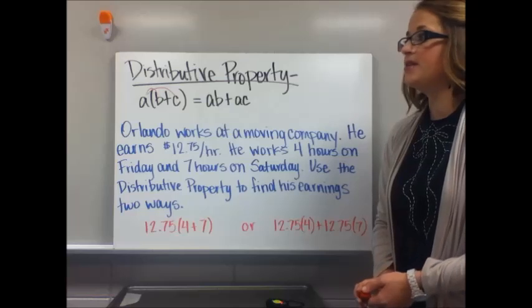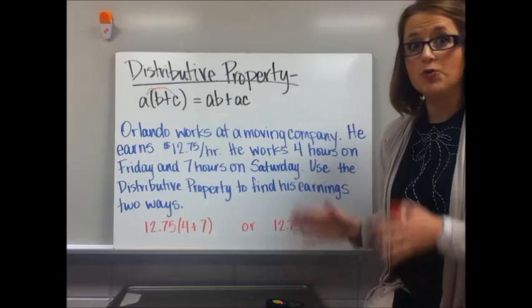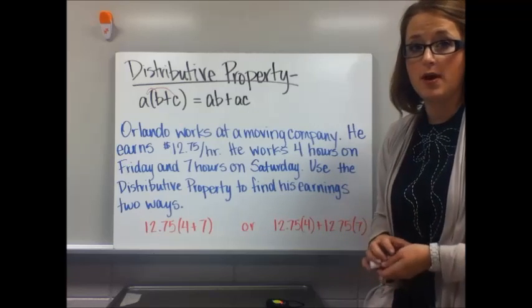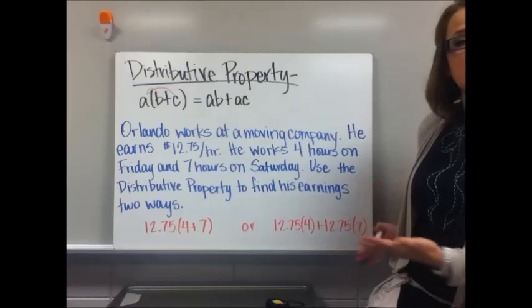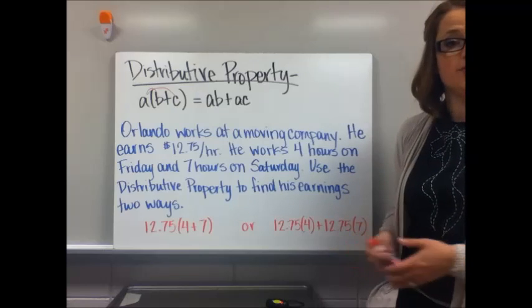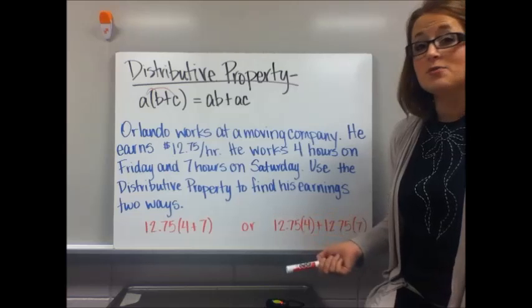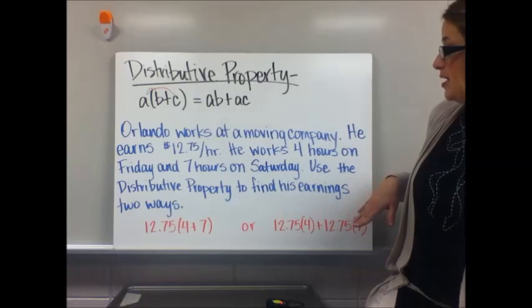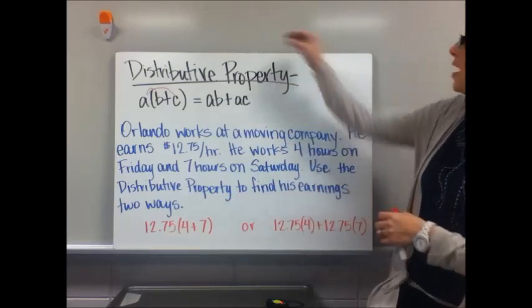Something with this lesson that's going to be difficult for you is you want to do too much. Really, I'm just wanting you to show me equivalent expressions, equivalent equations. I'm not necessarily looking for a final answer. If you'll notice, nowhere on the board does it say how much money Orlando earned. Kudos to you if you figured that out, but that wasn't what the question was asking. The question is asking use the distributive property to find it in two ways. I want to see those two ways.